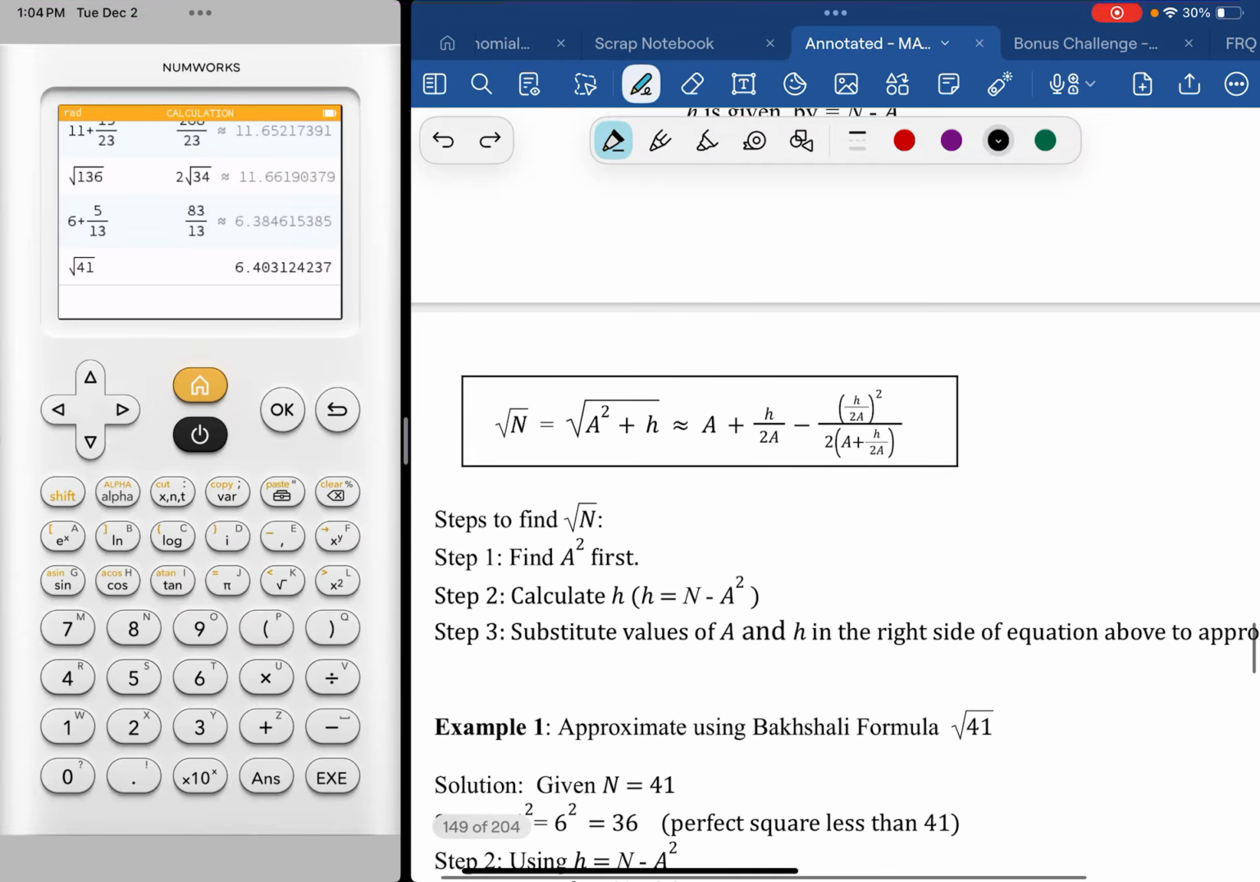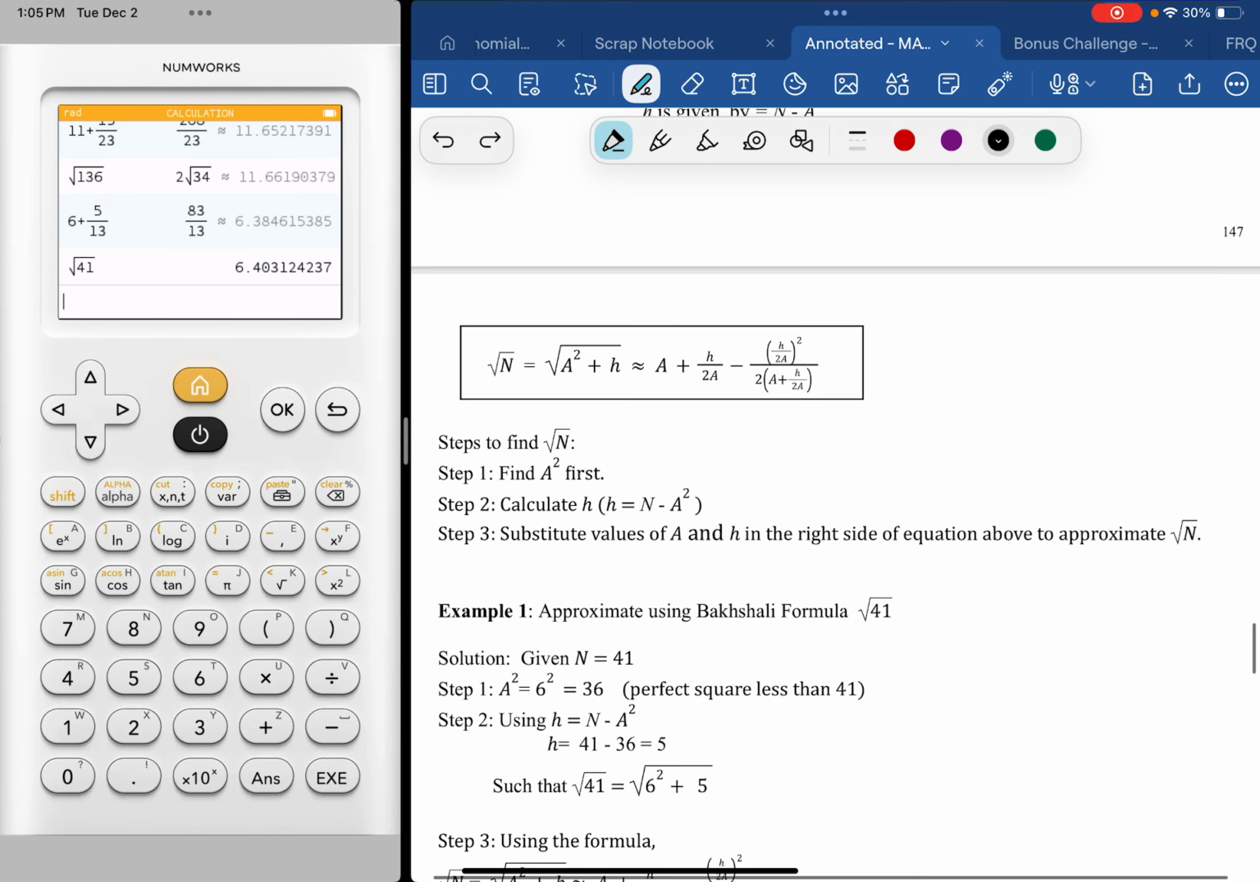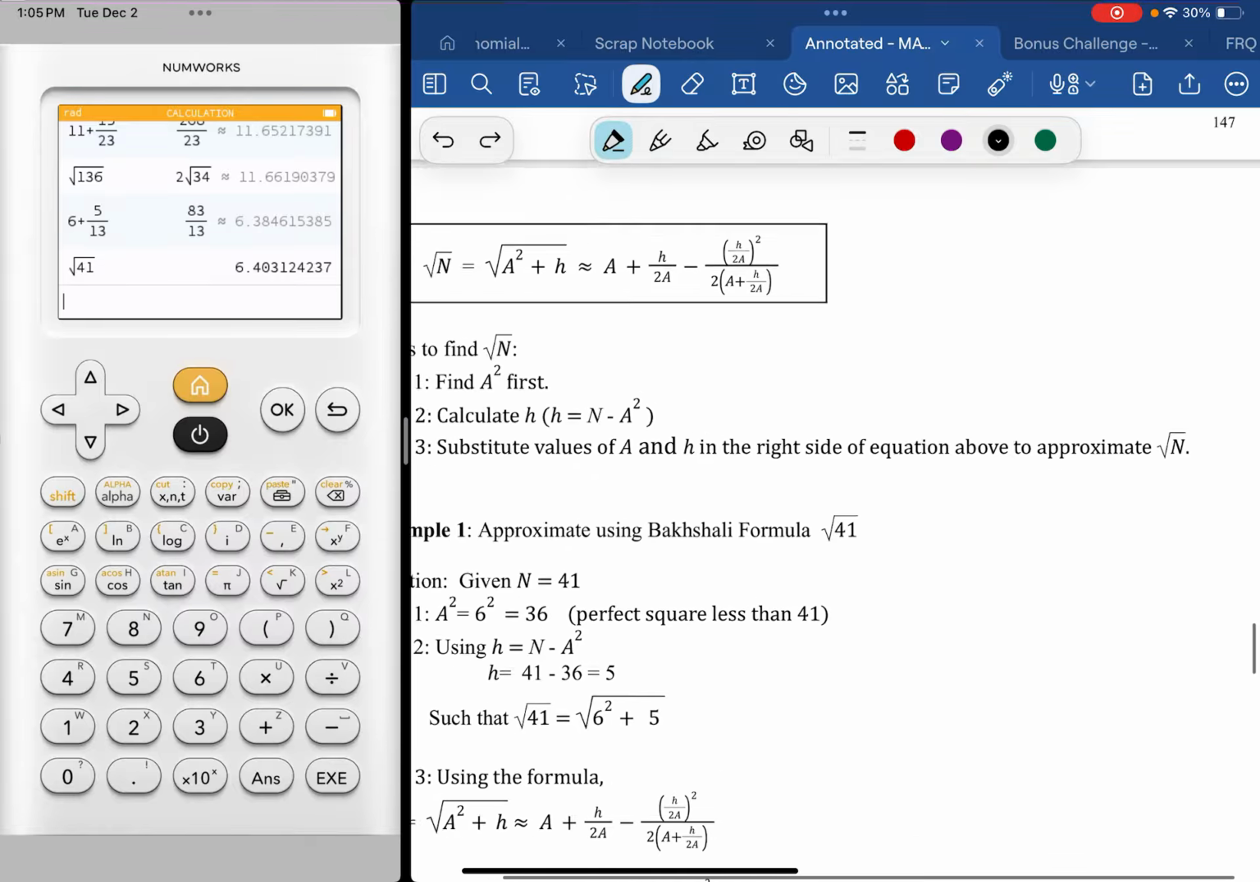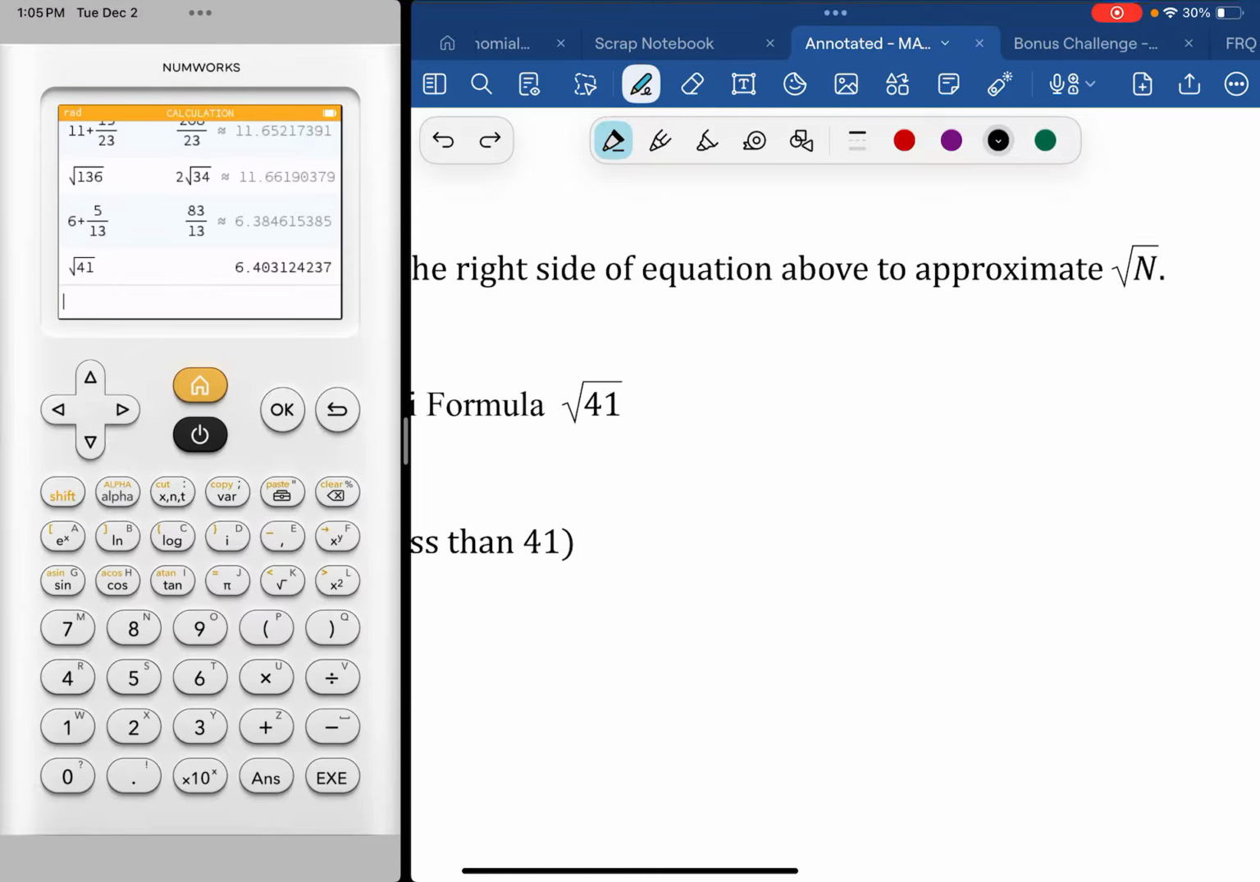This one gives us a lot more complicated formula, but it also gives us a higher degree of accuracy. But you can see it's a lot to behold. The idea is that if you follow the formula, you'll be good to go. So the first thing you're looking for is the a squared value, which is the perfect square value that's less than whatever the number is. So my a squared is going to be equal to 36.